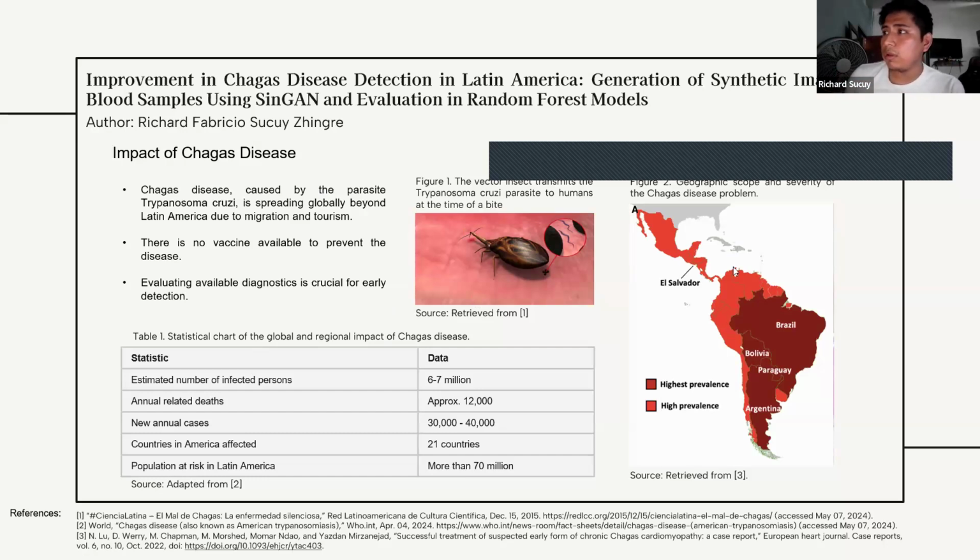Slide 2, geographic scope and severity of the Chagas disease problem. Specifically, this disease is present in 5 countries: Brazil, Bolivia, Paraguay, Argentina, El Salvador.